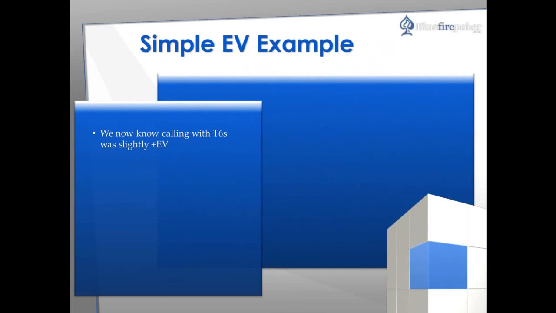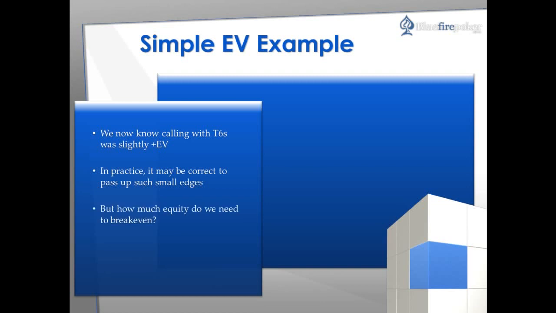So we now know that calling with 10-6 suited in that situation had a slightly positive expected value. In practice, it may be correct to pass up edges that are that small. But how can we figure out how much equity we need just to break even in this type of situation? Well, we can look at the formula for break-even equity, which is our stack when we fold divided by the stack when we win.